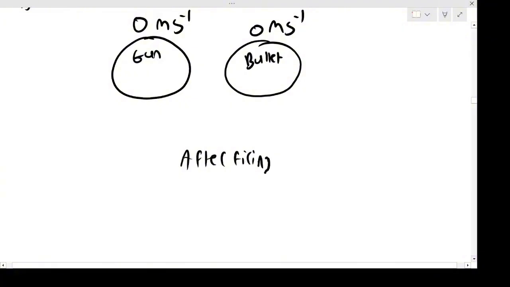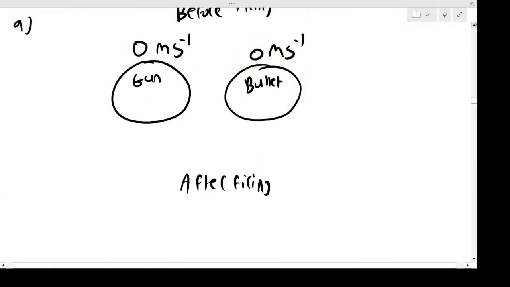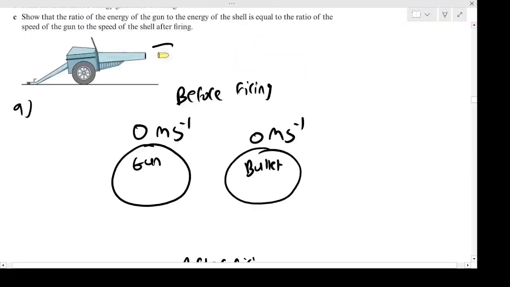So what happens after the firing? Obviously now there is motion. So obviously you can see here the bullet is definitely moving forward. We can see that right in the diagram. Okay, I'm going to call that V2, like usual. But what about the gun?